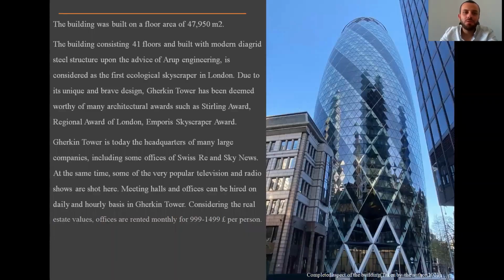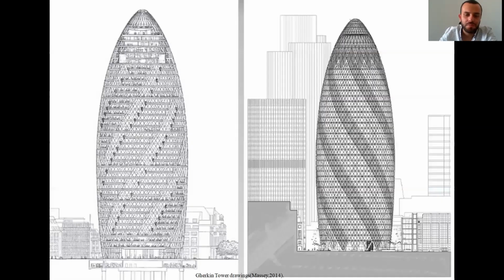The building was built on a floor area of 47,090 and 50 meters square. The building, consisting of 41 floors built with a modern Diagrid steel structure upon the advice of Arup Engineering, is considered the first ecological skyscraper in London. This is a Gherkin Tower section and elevation.